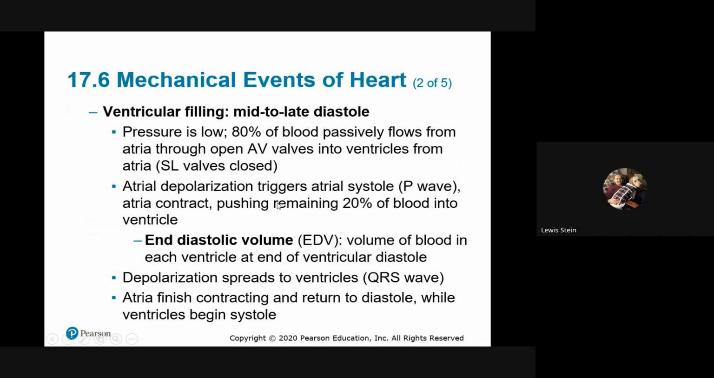At that point, once it roughly gets that 80% in, that's simultaneously with the P wave. The P wave will push that last 20% in, okay? And effectively, we are very cognizant of that end diastolic volume, the volume of the blood in each ventricle that's there when finally the ventricles are just about ready to start to contract. So we want it to be in that 120 milliliters.